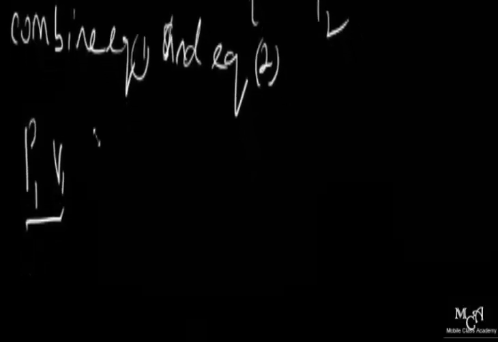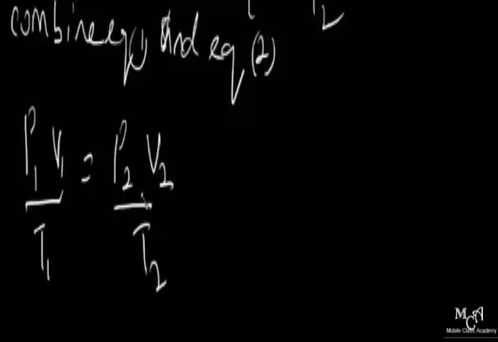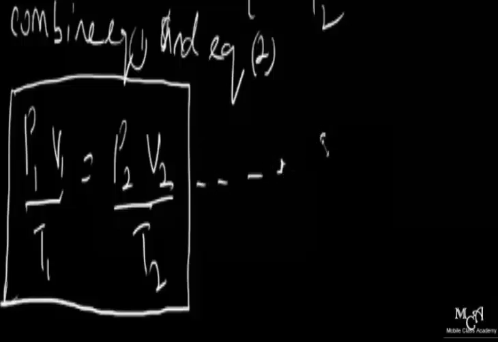Here we already have volume, initial volume, no need of repeating it. So we join them. We have P1, V1, bring one of the V because we have to bring 1 over T1. Then we combine here as well. P2, we already have volume, so we don't need to repeat the volume again. V2 over T2. This law is known as the combined gas law. It combines both Boyle's law and Charles' law. So we call this equation 3.